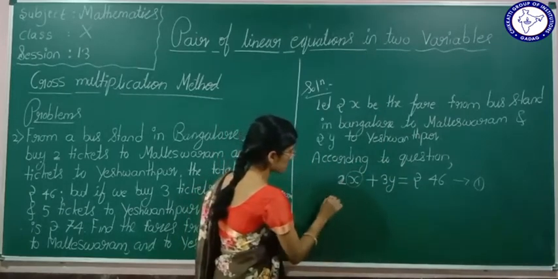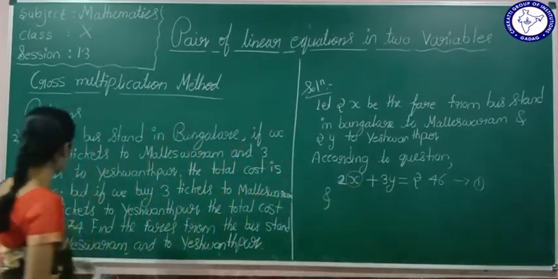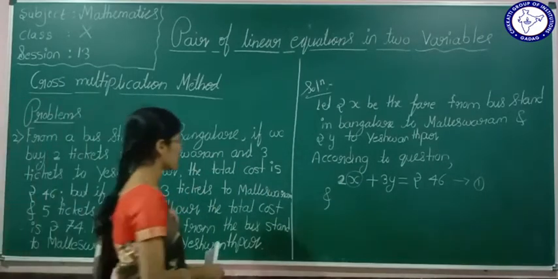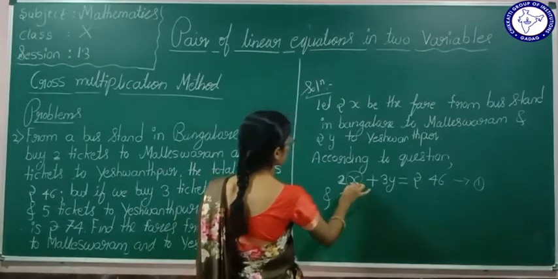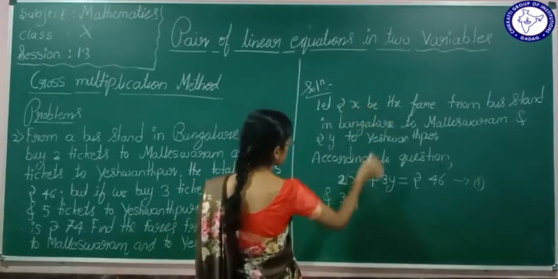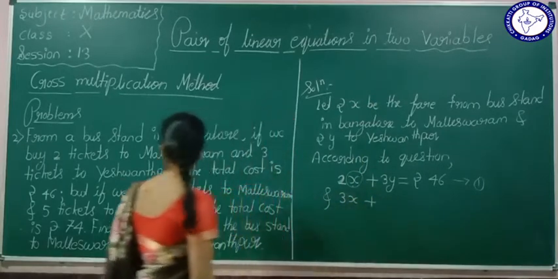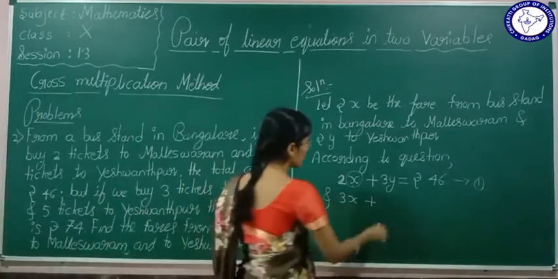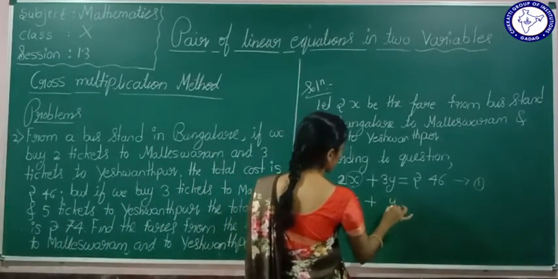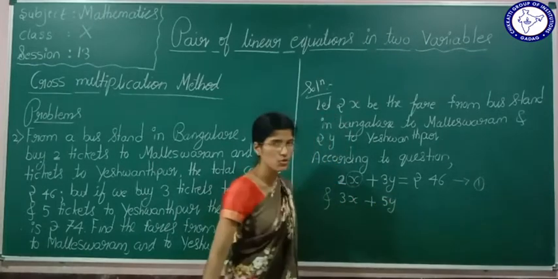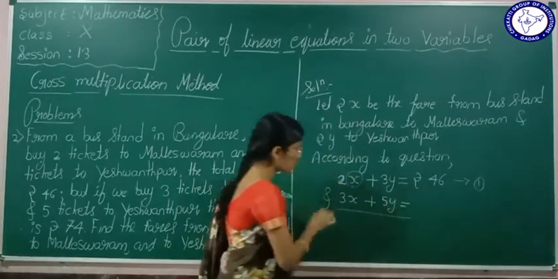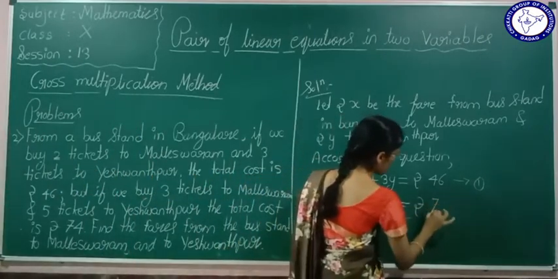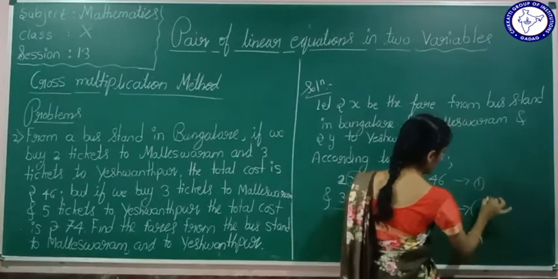Now again, if we buy 3 tickets to Malleshwaram, the cost of one ticket is X, so 3x, plus 5 tickets to Yeshwantpur, for 5 tickets it will be 5y. The total amount given is rupees 74. Call this equation number 2.